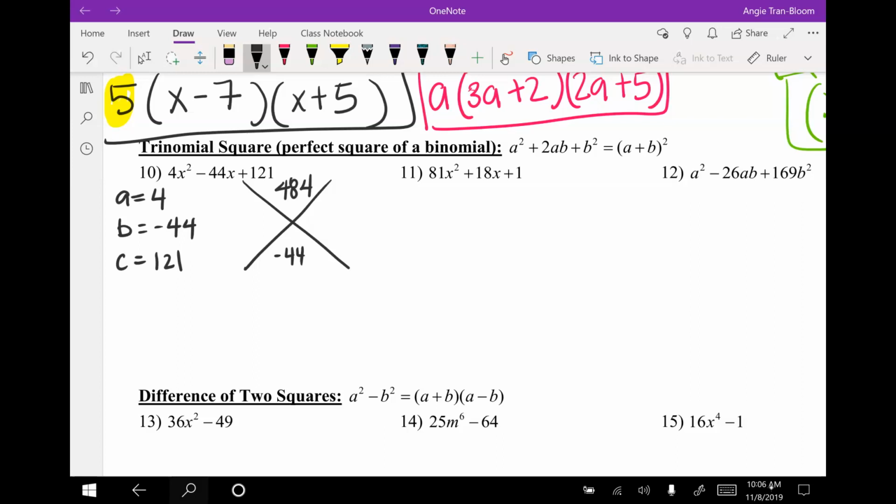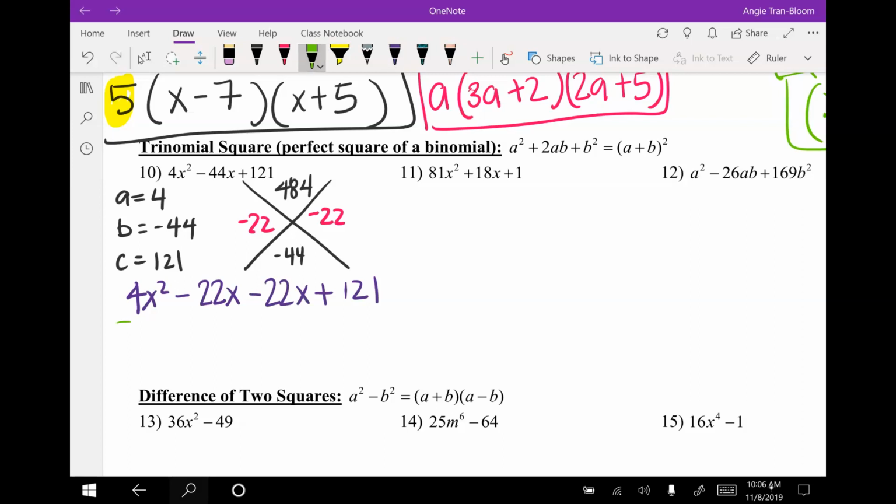All right, what are the 2 factors? Negative 22 and negative 22. Okay, so remember, we straight up drop the 4x squared down. We don't change it. We drop the 121 down. The minus 44x, we will change. We will change that to what? Negative 22x and another negative 22x.